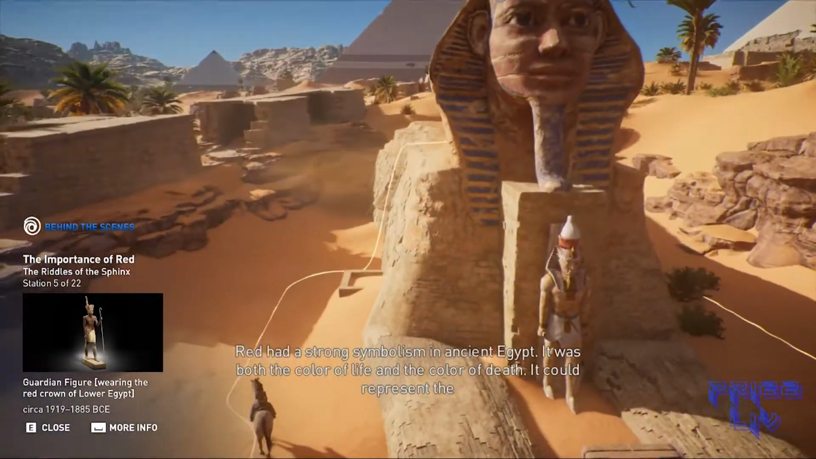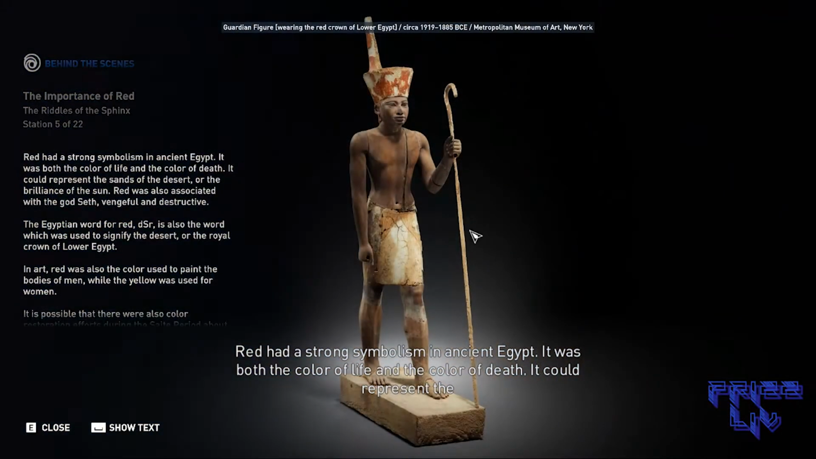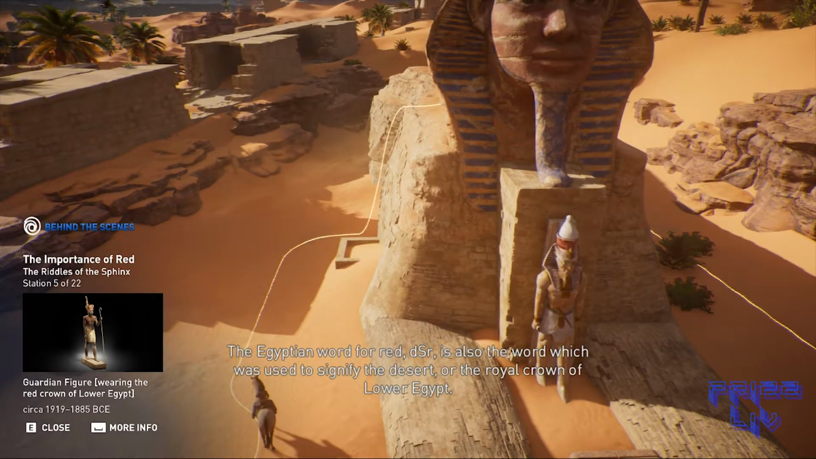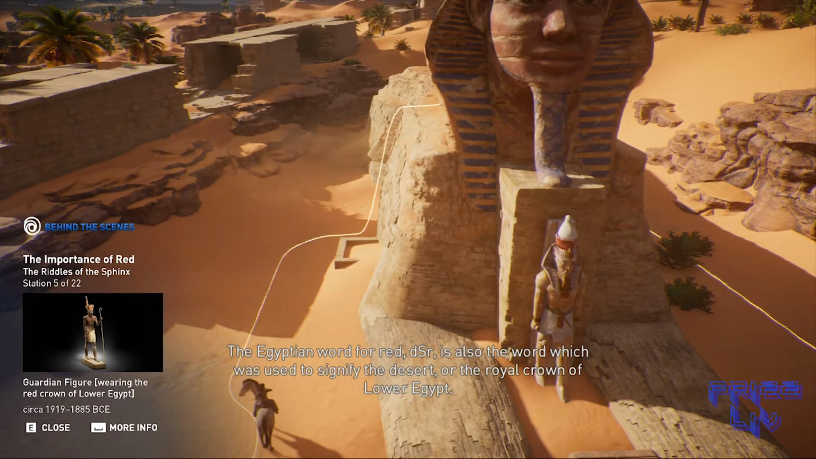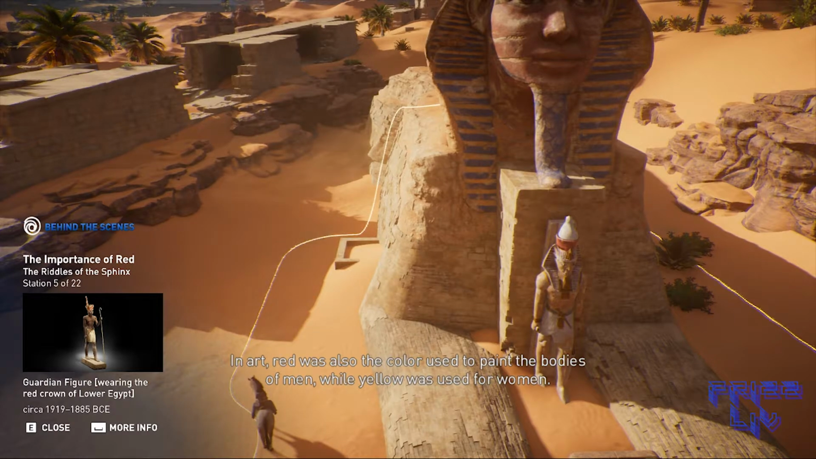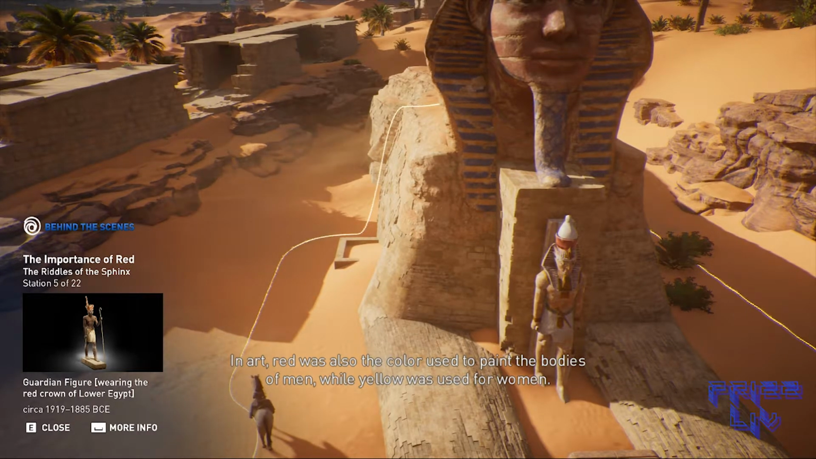Red had a strong symbolism in ancient Egypt. It was both the color of life and the color of death. It could represent the sands of the desert or the brilliance of the sun. Red was also associated with the god Seth, vengeful and destructive. The Egyptian word for red, deshret, is also the word which was used to signify the desert, or the royal crown of Lower Egypt. In art, red was also the color used to paint the bodies of men, while yellow was used for women.